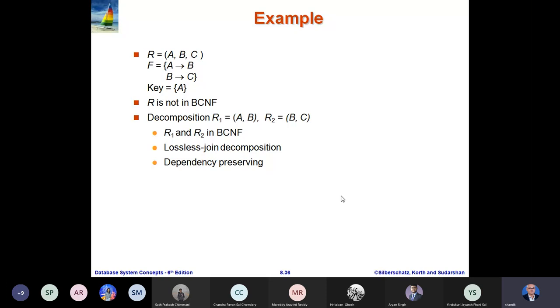And you can now figure out that this R1 and R2 are in BCNF. Okay, A is a super key there, B is a super key, and it is a lossless join decomposition because the intersection of R1 and R2 is B, which functionally determines R2, hence it is lossless join. And dependency preserving means we see the ones which we can check in each of them. So F1 will be A to B and F2 will be B to C, and the union of that is A to B, B to C, and the closure of that union is again A to B, B to C, A to C, which is the closure of the original F. That is very simple. Okay.